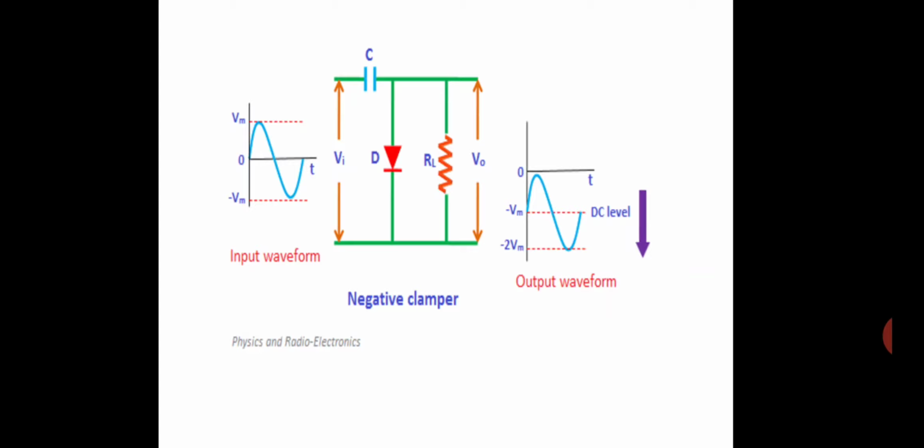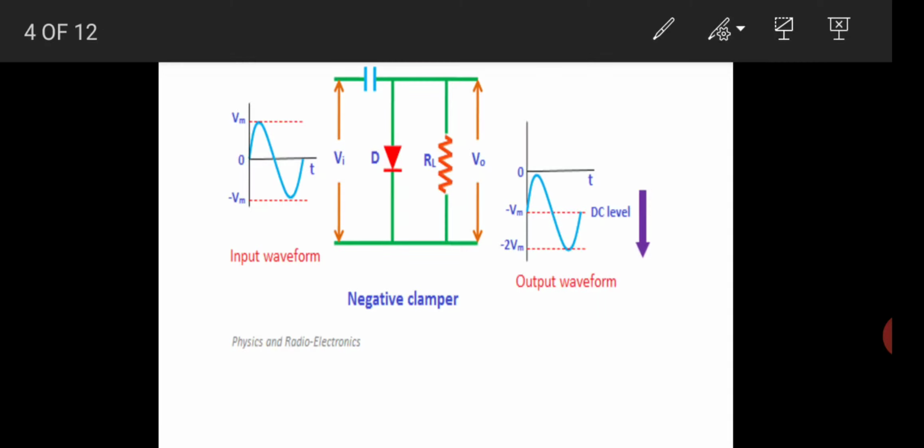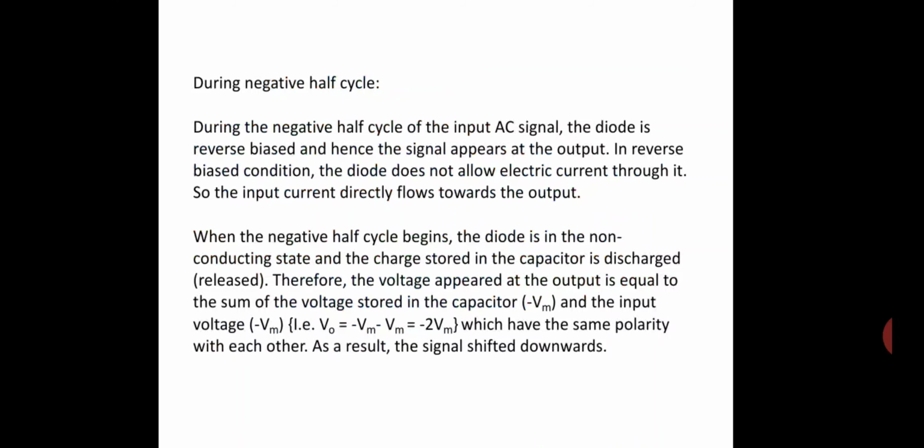In forward condition, the diode is a short circuit, so no current flows through RL due to the diode short circuit. So in forward condition, in the positive cycle, there is no output across load RL. What happens during the negative half cycle?